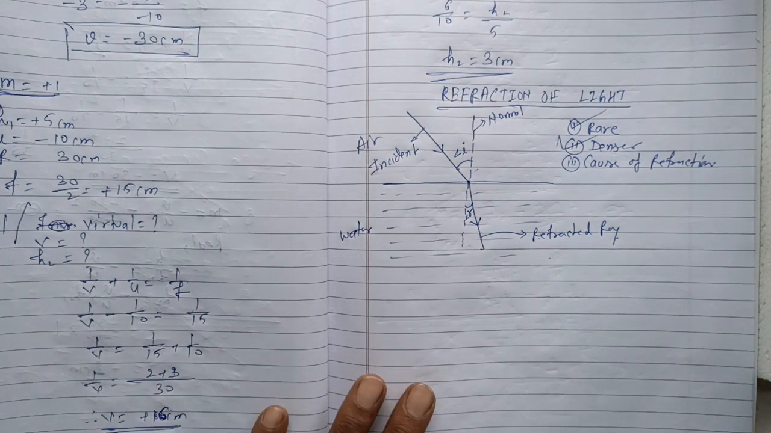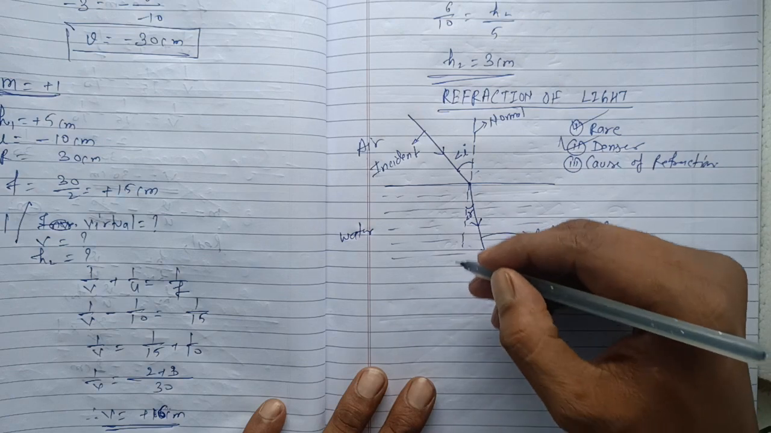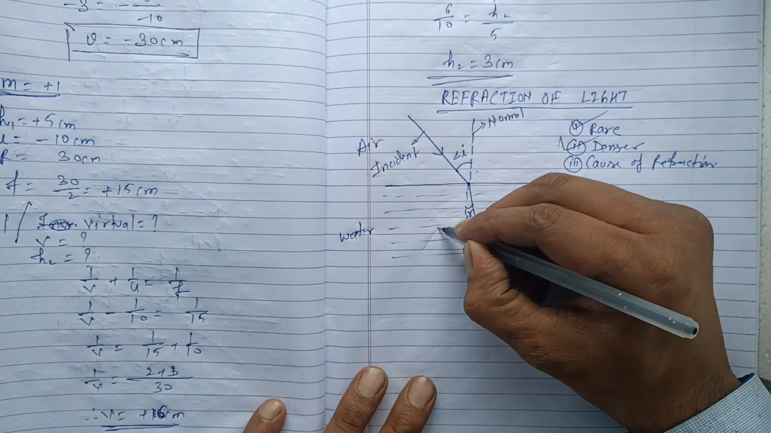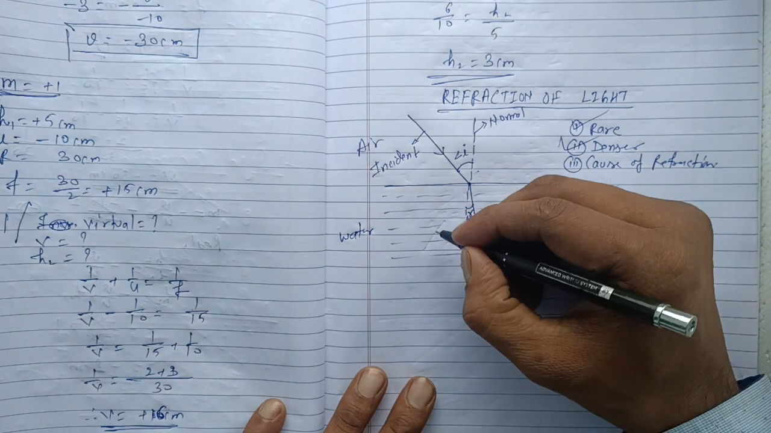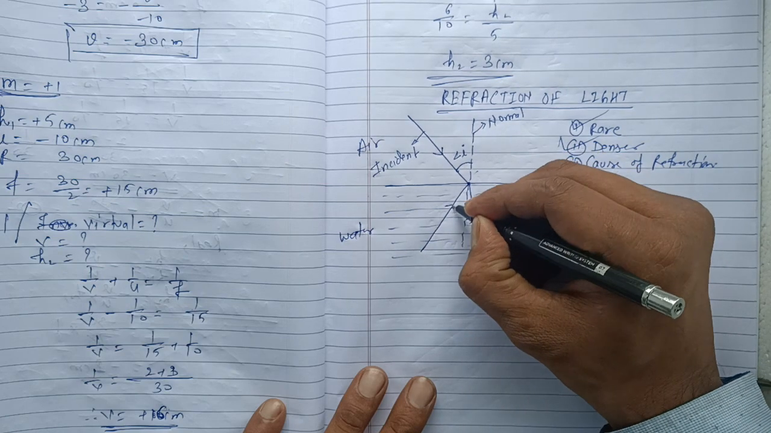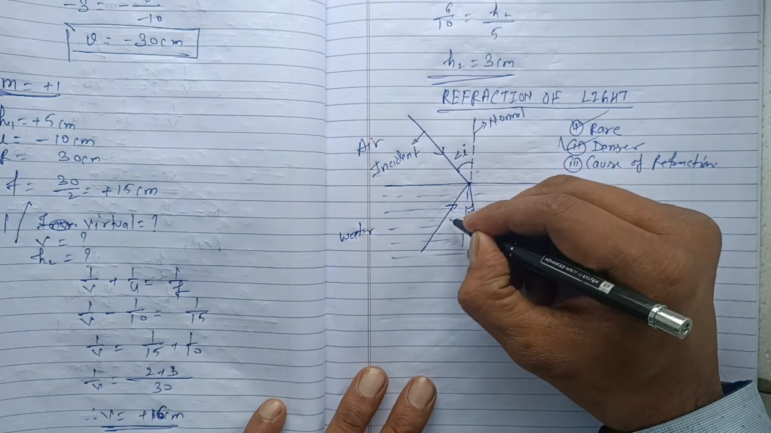But take the opposite case of that. If a ray of light is traveling from a denser medium, that is water, to a rare medium, that is air, then what will happen?